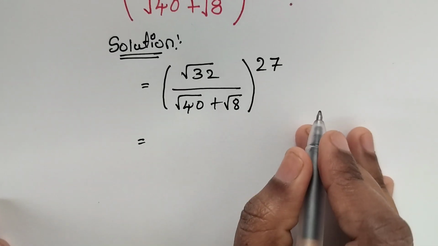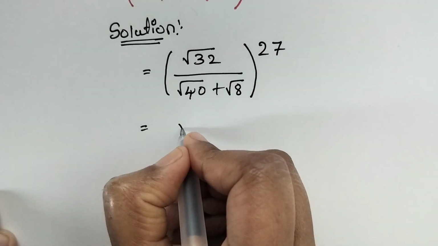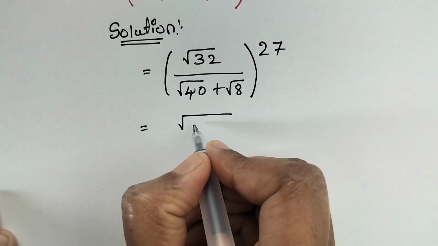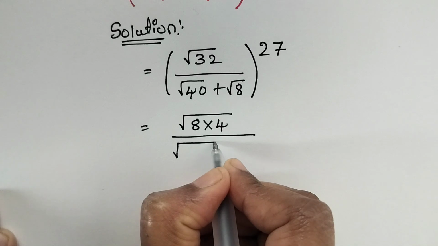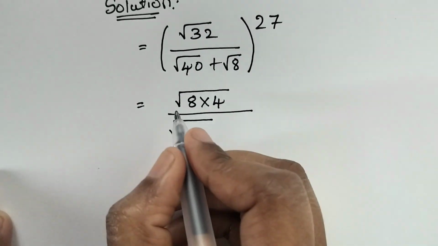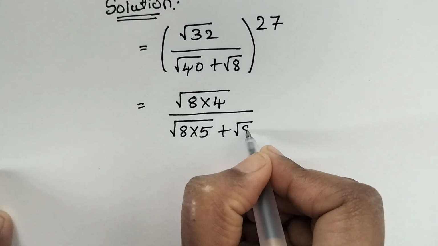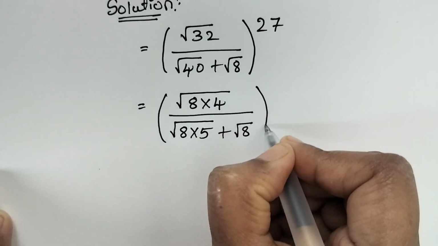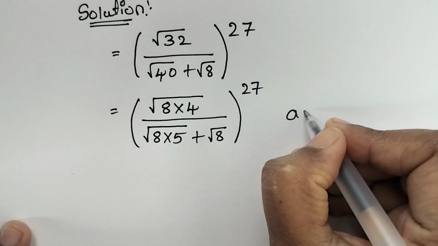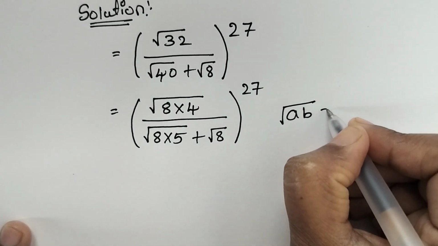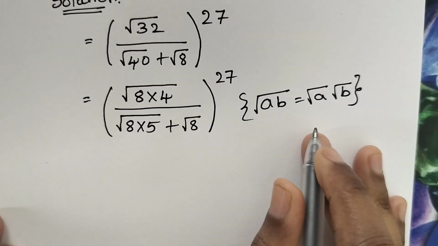So now the square root of 32 is there. We can write this as the square root of 8 times 4, divided by the square root of 40, which we can write as 8 times 5, plus the square root of 8, whole to the power of 27. Now we can apply this formula: the square root of a times b is equal to the square root of a times the square root of b.